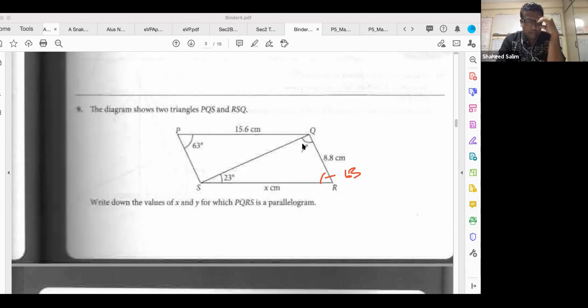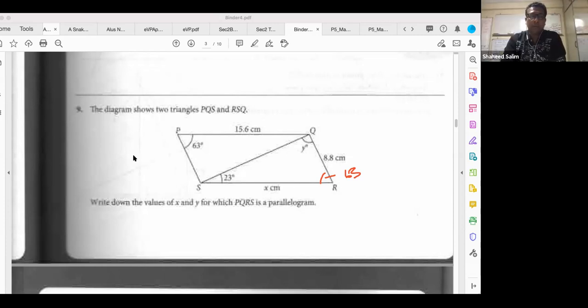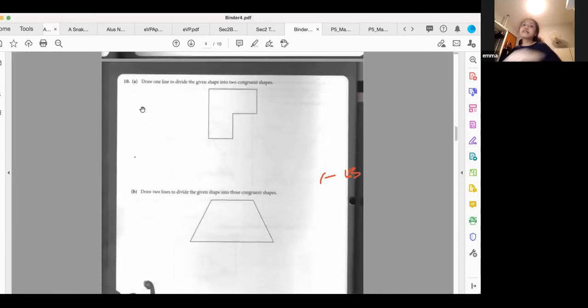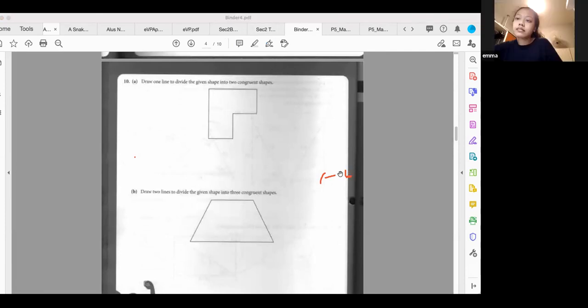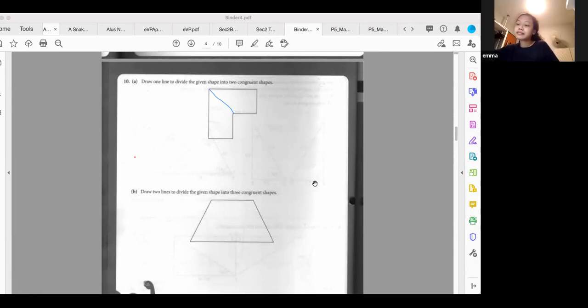Now, can we try question 10A and 10B? They want you to divide it into congruent shapes, but you do it here, on the screen. You want to do it on your paper first, no problem, or you can do it straight. 10A. Okay, that's fast. What about 10B?